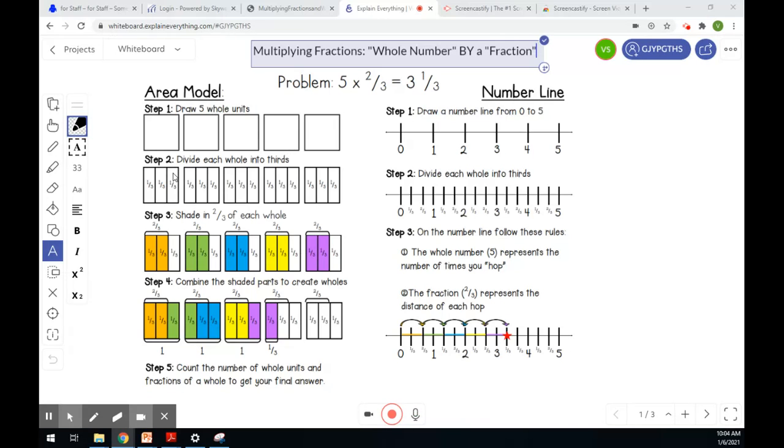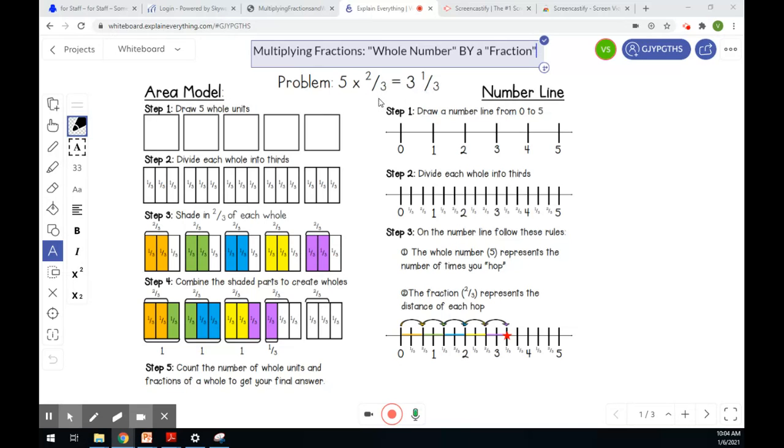Okay. So we're going to do a quick review on multiplying fractions because I know that's what we worked on the week before Christmas break, and so you may have forgotten a little bit. So let's go through that, and then we're going to talk about dividing fractions in another video. So this mini lesson is about multiplying a whole number by a fraction. So these are things that you have to show me with multiplying fractions. So for example, let's say we have 5 times 2/3 equals 3 1/3.